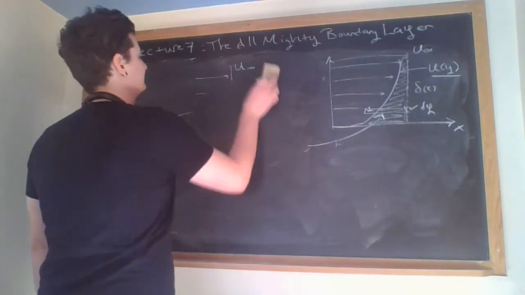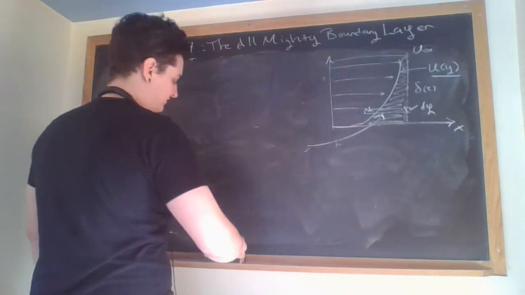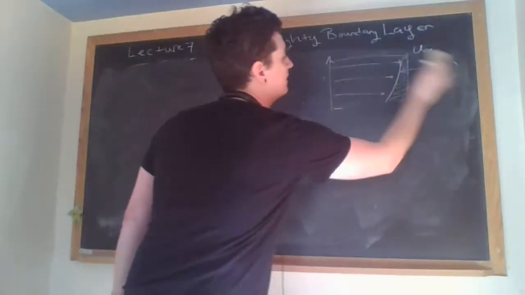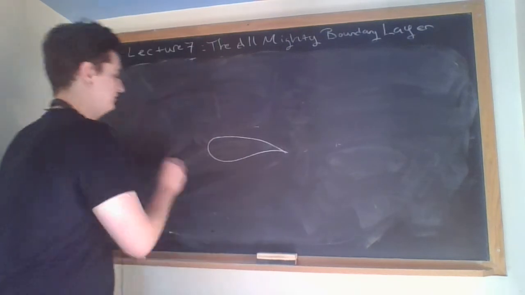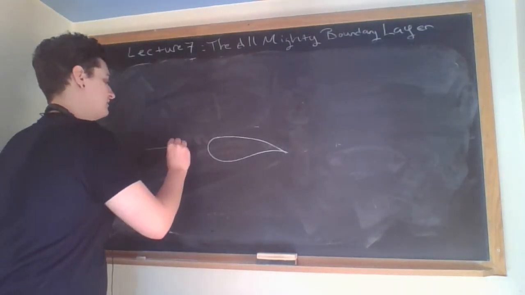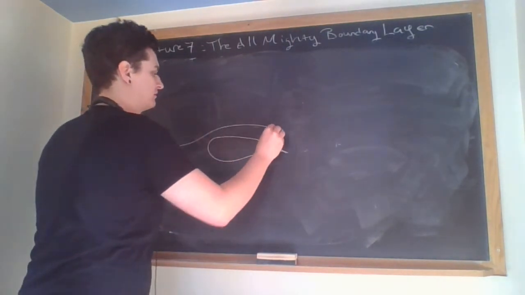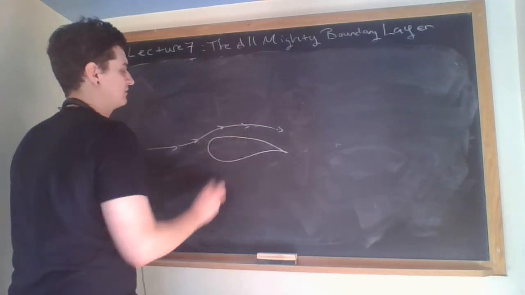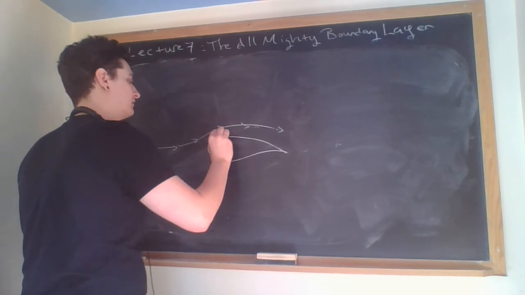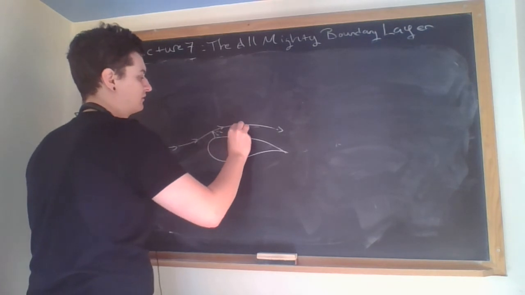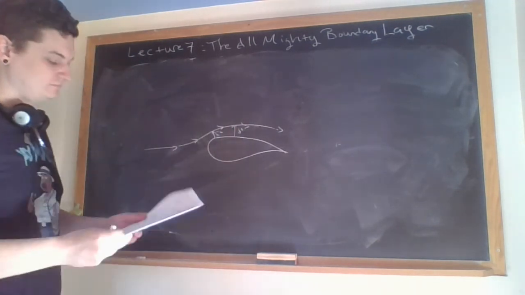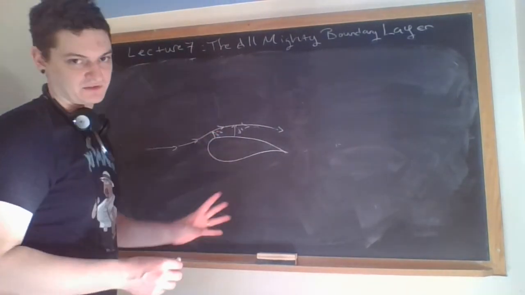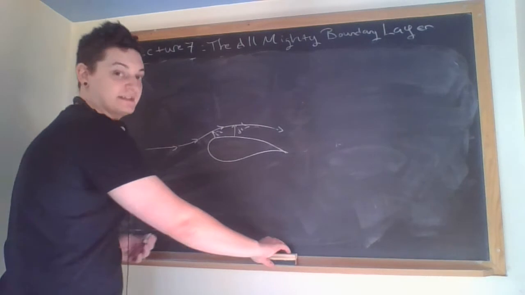So if you take these, and you take some sort of airfoil, maybe it looks like this. It tells you how a streamline is displaced from the surface as you go over the surface. So it helps you plot these streamlines.